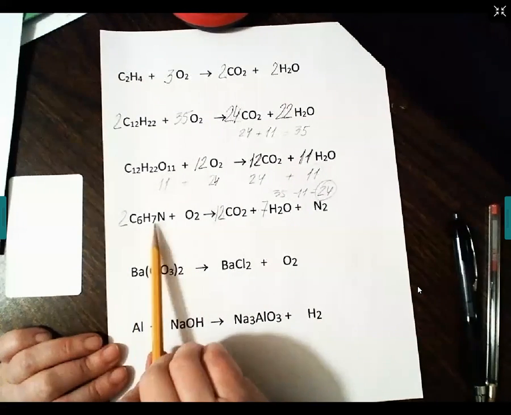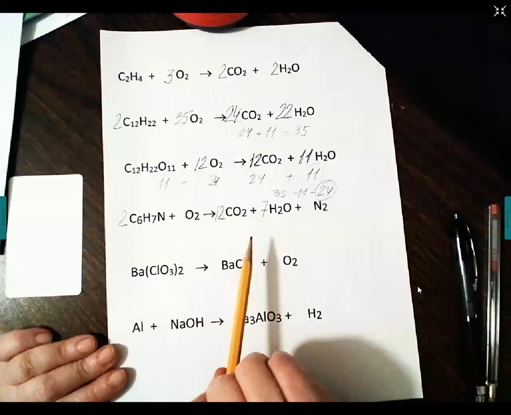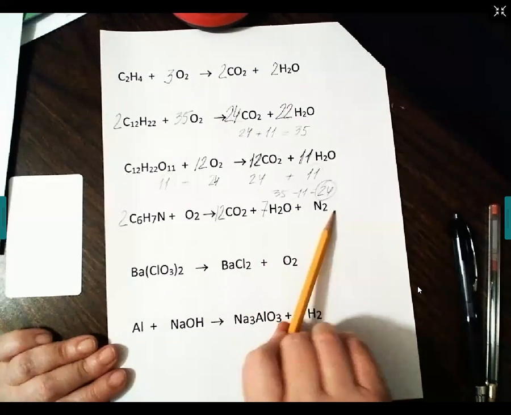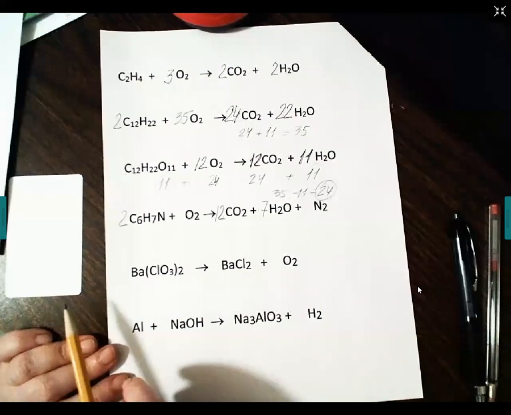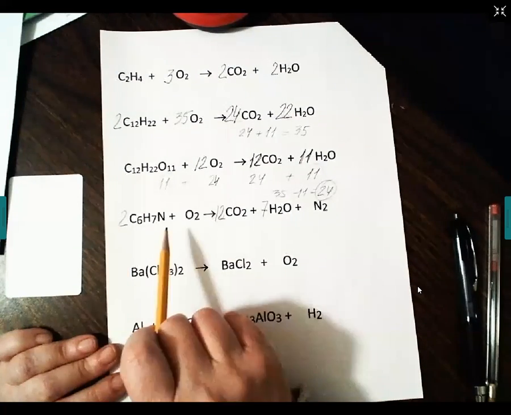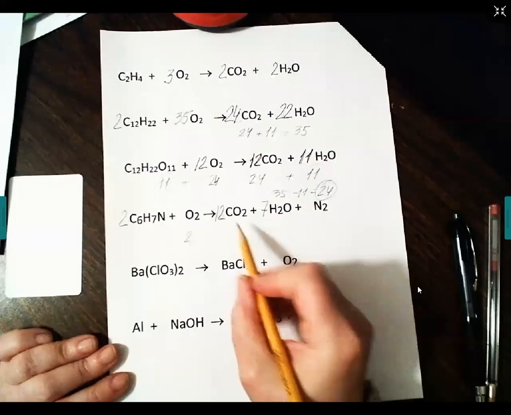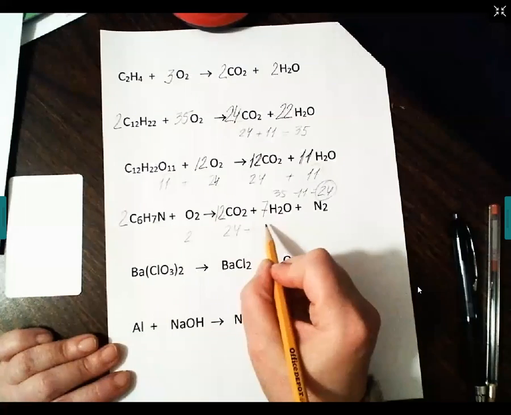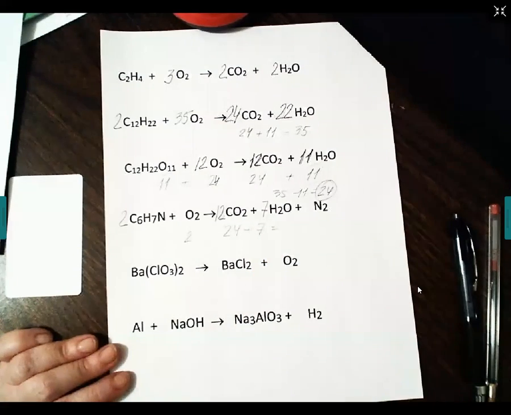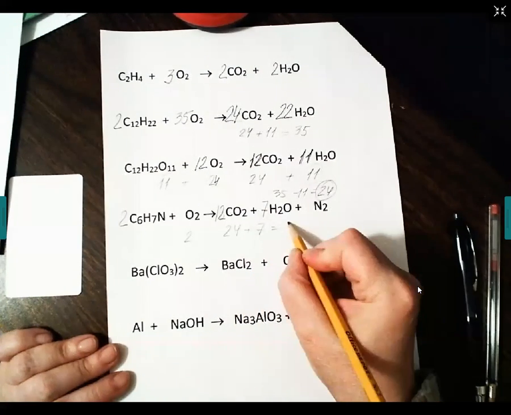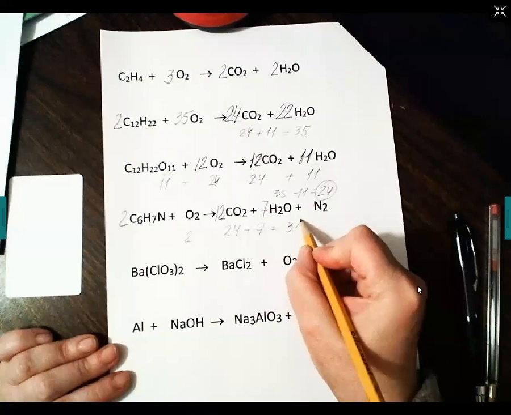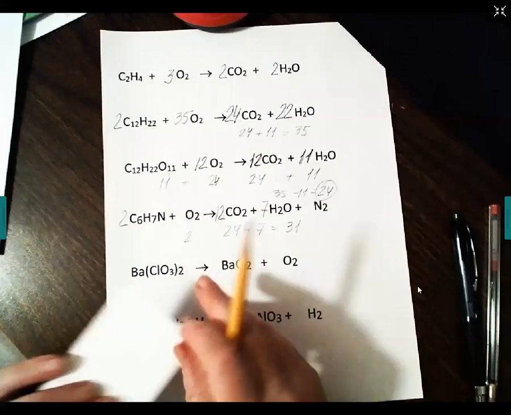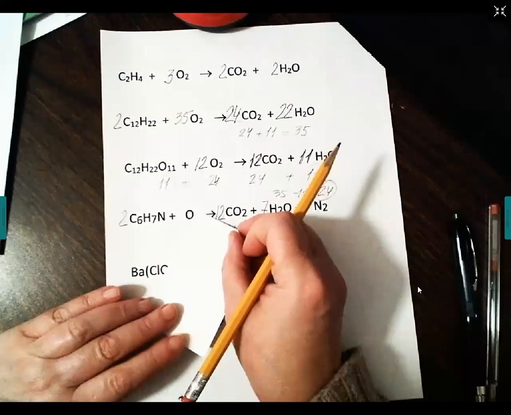Okay, carbon and hydrogen are balanced. Now let's look at nitrogen. 2N and 2 balanced. Now let's look at oxygen. So we've got 2 here. 12 times 2, 24, plus 7, 31. 31 again, odd number. And again we can use this little trick.